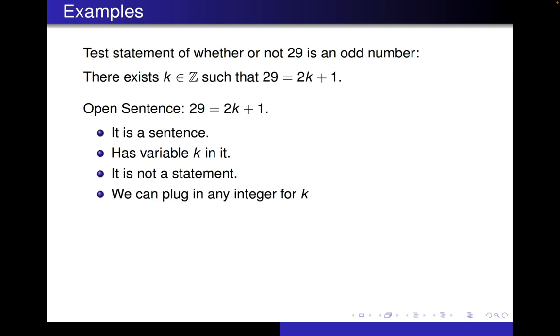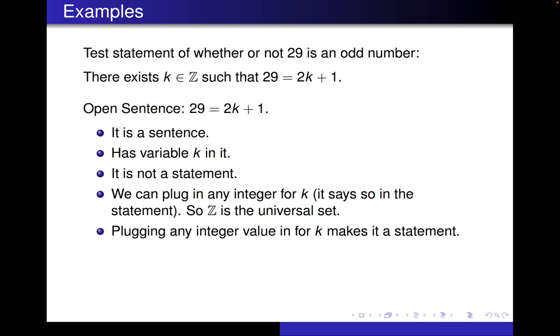We can plug in any integer for k, and if you don't believe me, it says so in the statement: there exists k in Z. That means k is an integer, so we're allowed to plug in integers for k. That means Z is our universal set, so our open sentence does have a universal set. And plugging in any integer value for k makes it a statement. Whether or not it's the 14 that we're looking for to see if it's an odd number, or any other one, it's going to be a statement.